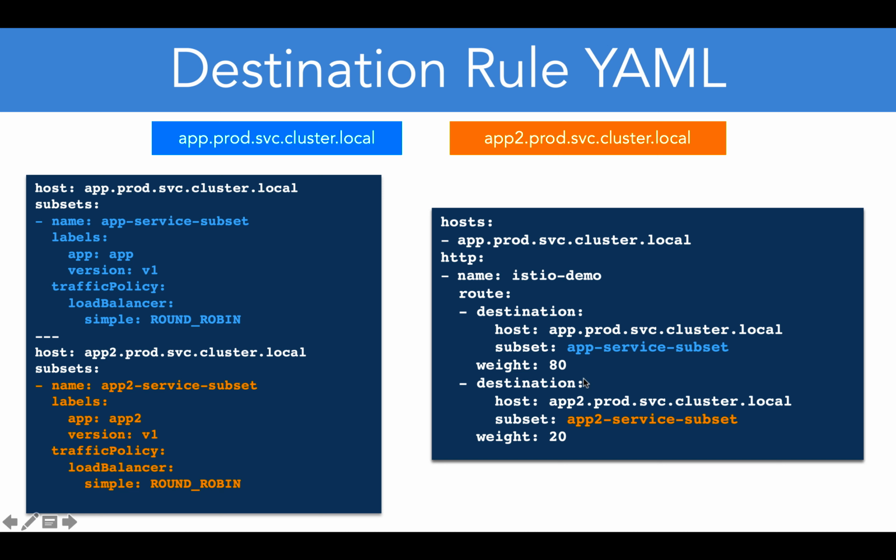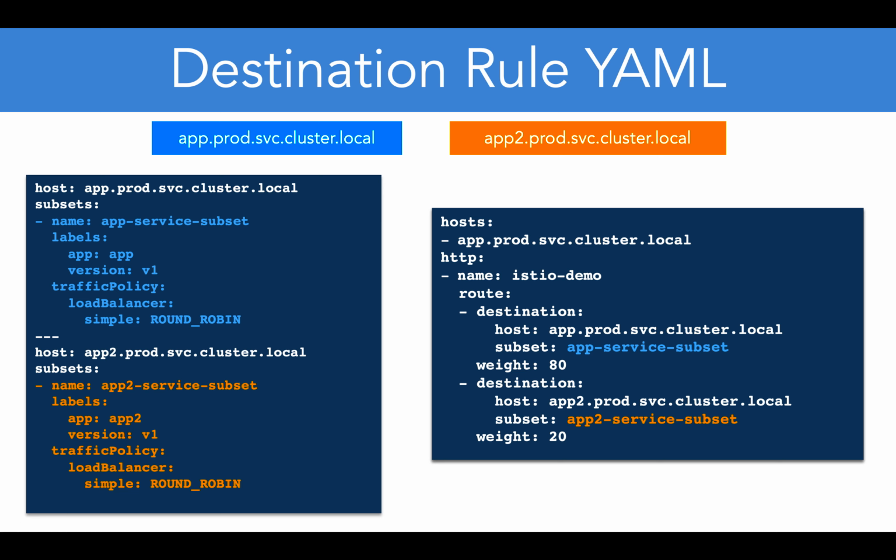For the first destination, we are mentioning the subset app service subset, which is nothing but the name of this destination rule. And then for the second one, we have app2-service-subset, which is nothing but this destination rule. Now, I have created two different destination rules because there are two different services. So the routing rules are meant for two different services, not the same service. That's why I had to mention two different destination rules. Now this host part is very critical in the destination rule. So you have to make sure that the service host name is similar in both the virtual service YAML file and the destination rule YAML file.